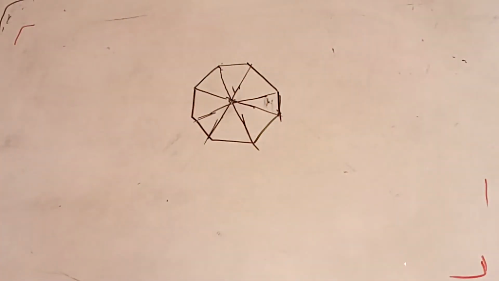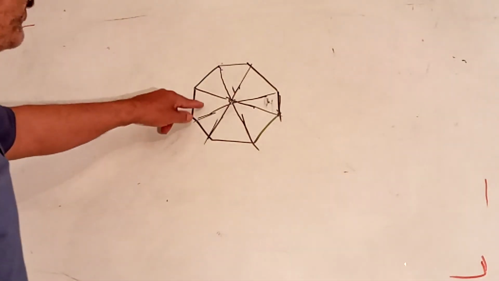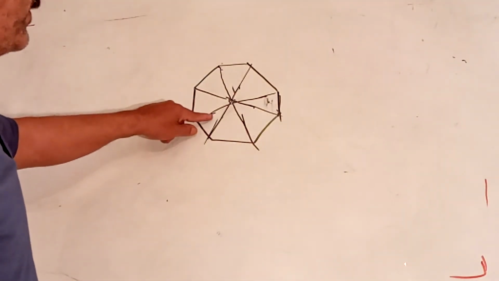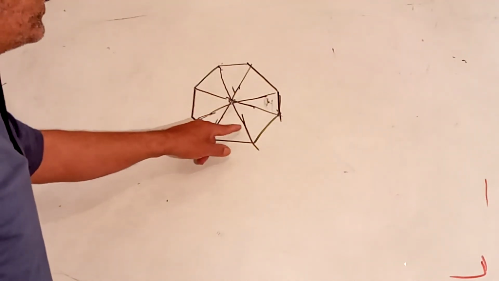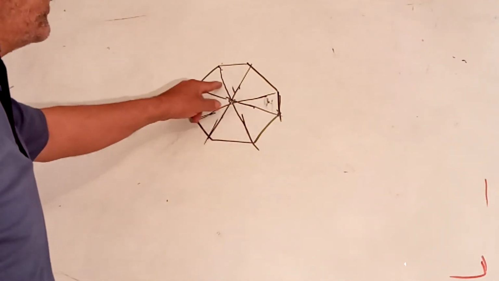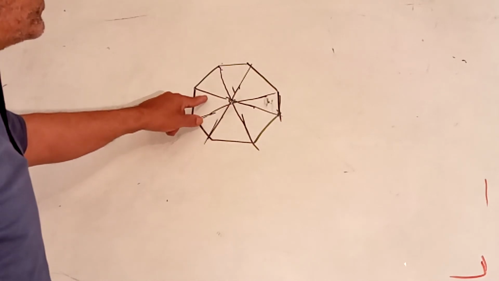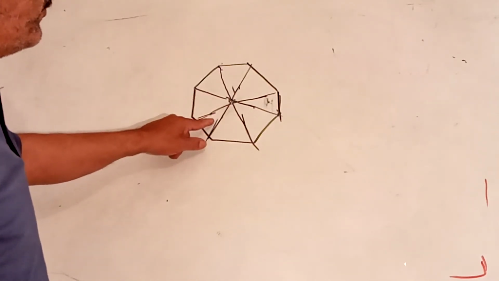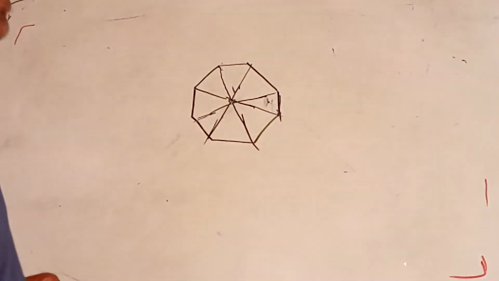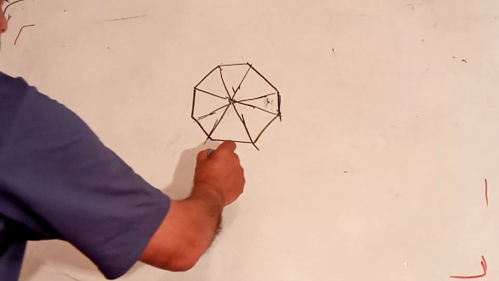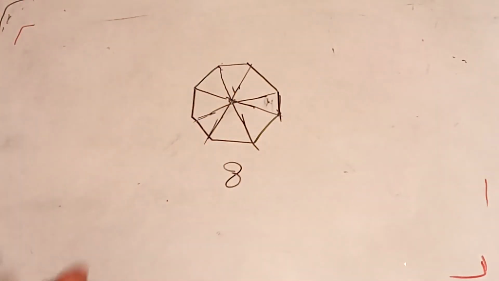So how many lines of symmetry does it have? This one and this one, this is the line of symmetry here, 1. We have 1, 2, 3, 4, 5, 6, 7, 8. All these lines are lines of symmetry. So it has 8 lines of symmetry.